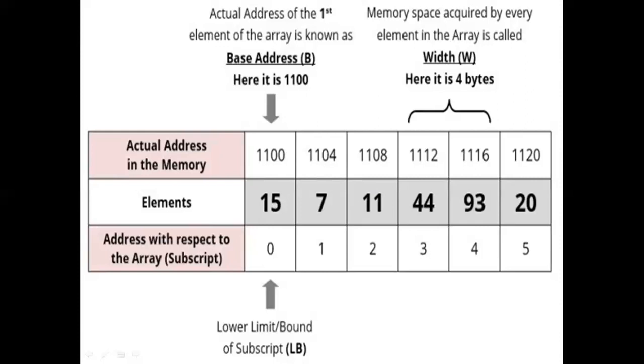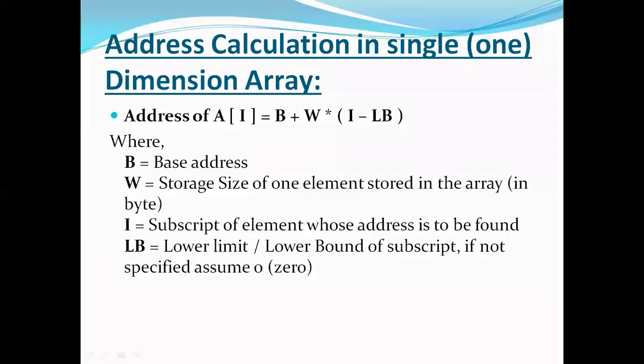But in an array of 1000 elements, suppose you want to calculate the address for element 150, we can't calculate manually. We would need to add 150 times, plus 4, plus 4, plus 4. That is not at all possible. So for calculating an address in a single dimensional array, there is a formula: the address calculation in a single dimensional array.